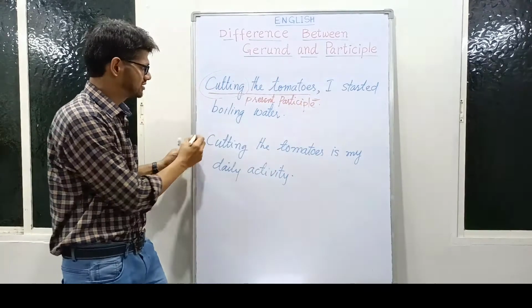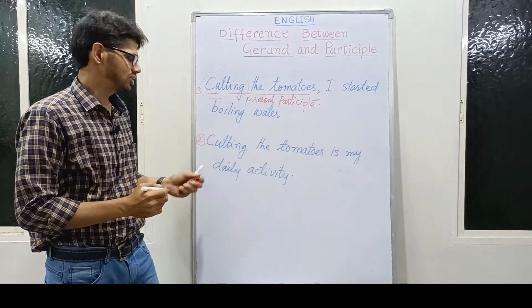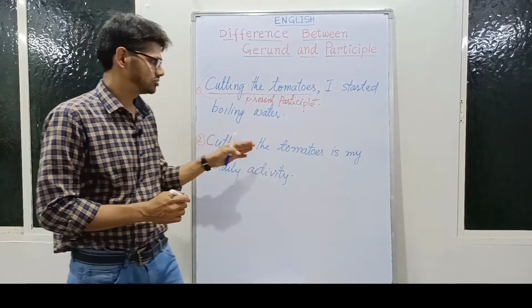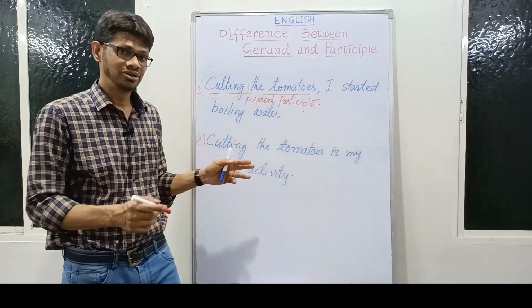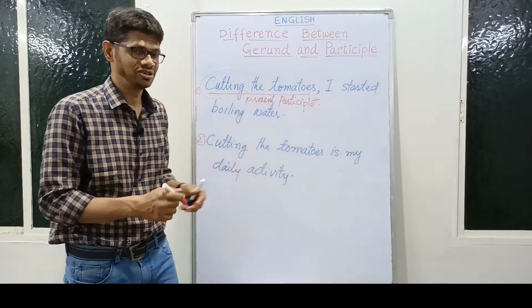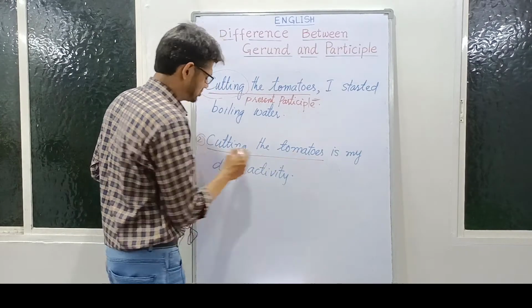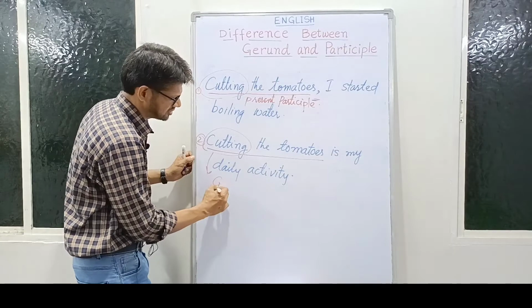Now, what is next? Next, here we have: Cutting the tomatoes is my daily activity. So what is this? You can say this one also. Yes, you are right. Cutting the tomatoes: so here cutting is not a present participle, it is a gerund.